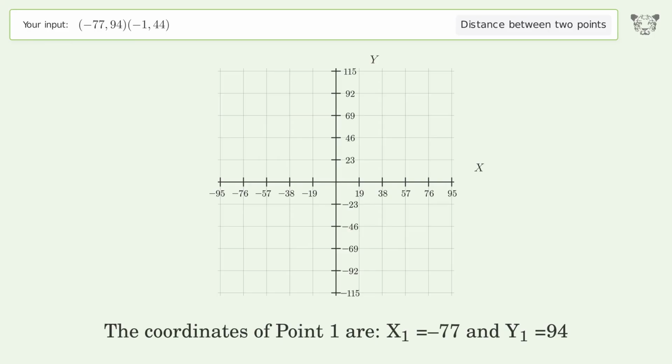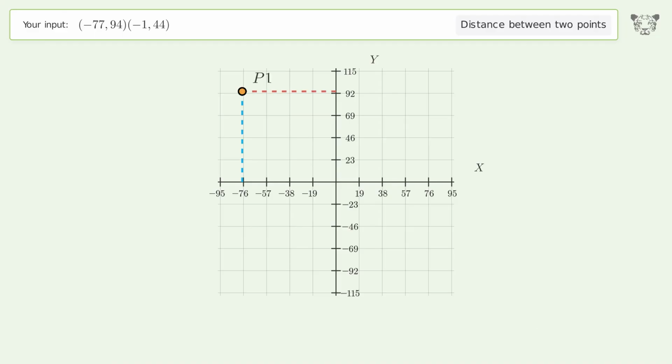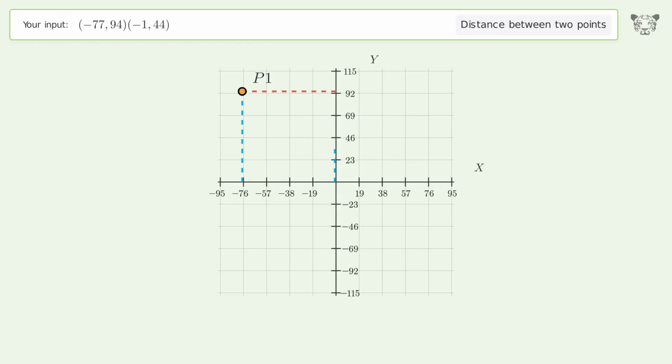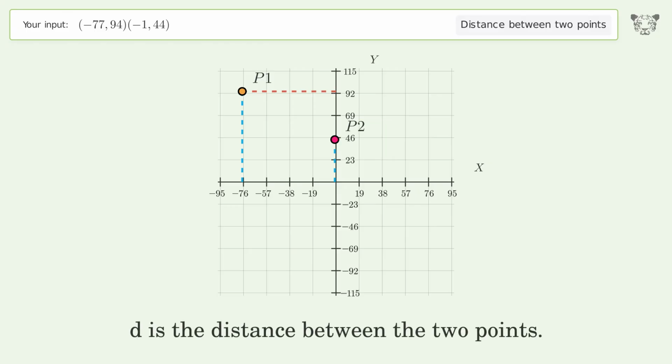The coordinates of point 1 are, x1 equals negative 77 and y1 equals 94. The coordinates of point 2 are, x2 equals negative 1 and y2 equals 44. D is the distance between the 2 points.